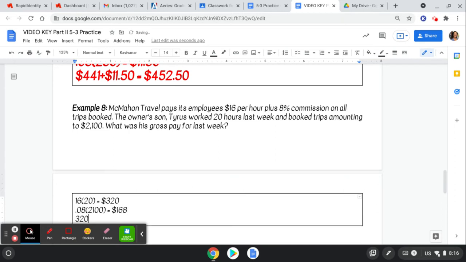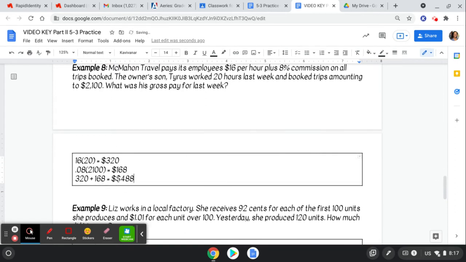So add his total hourly plus his commission. This is his total weekly pay. You got it, 488.